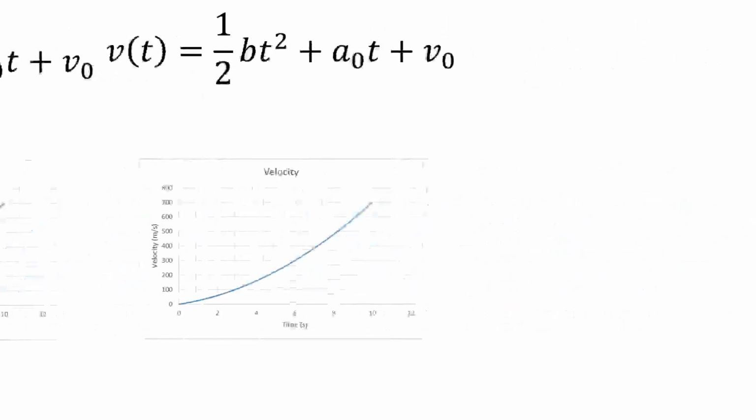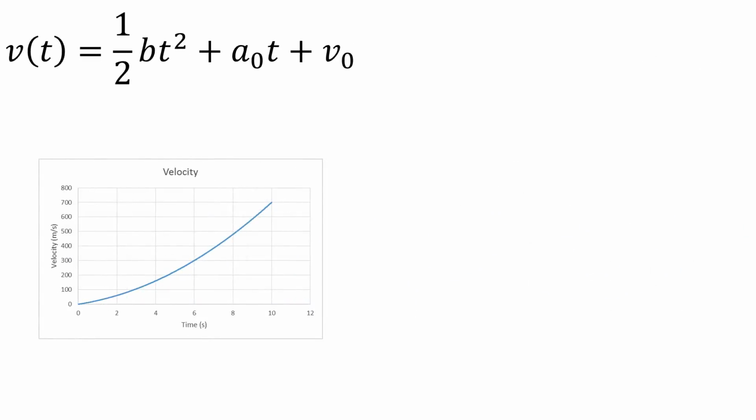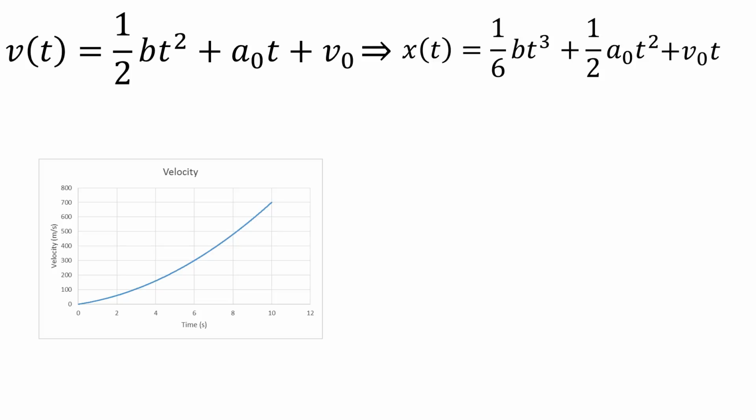From this velocity function, we can determine the position function. Term by term, add 1 to the power of t and divide by that new power. 1/2 bt squared becomes 1/2 bt cubed, divided by 3, which is simply 1/6. a naught t to the first becomes 1/2 a naught t squared. v naught times t to the 0th becomes v naught times t to the first. And I have to add a constant representing my initial position.